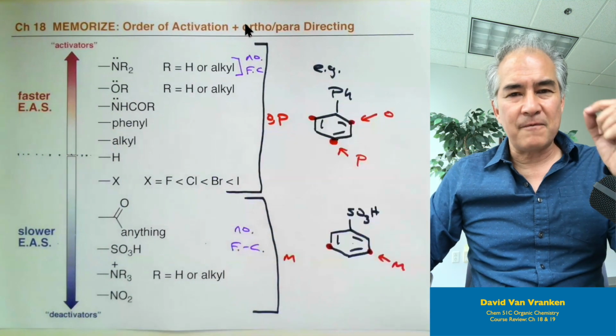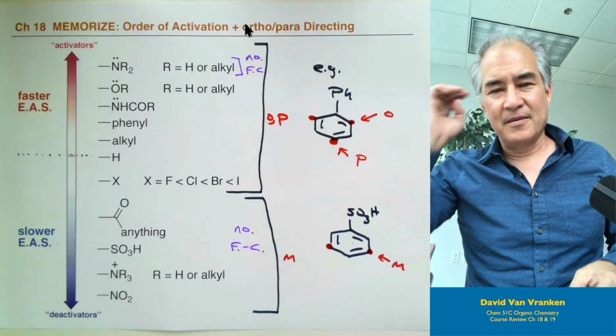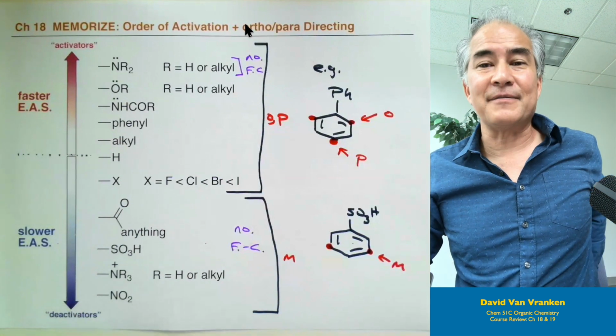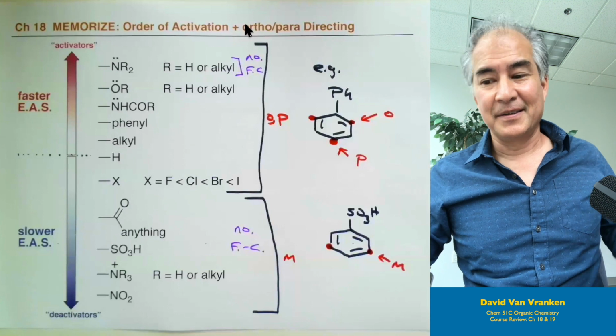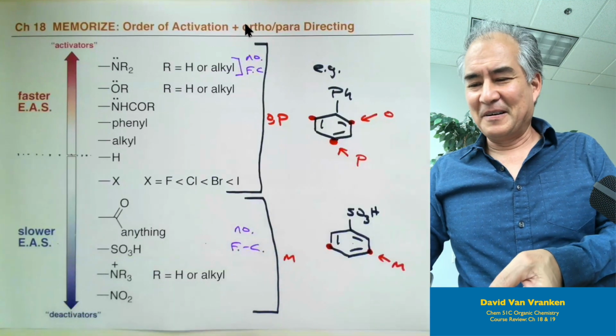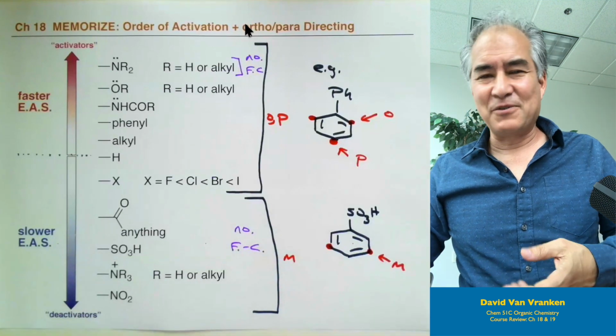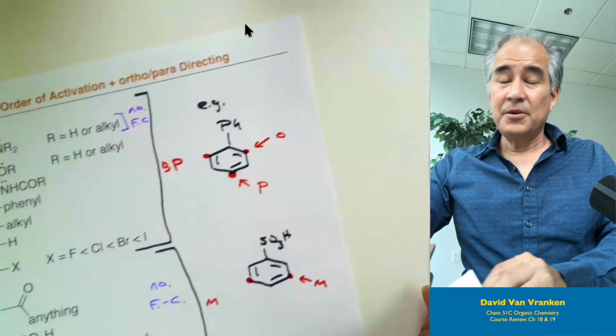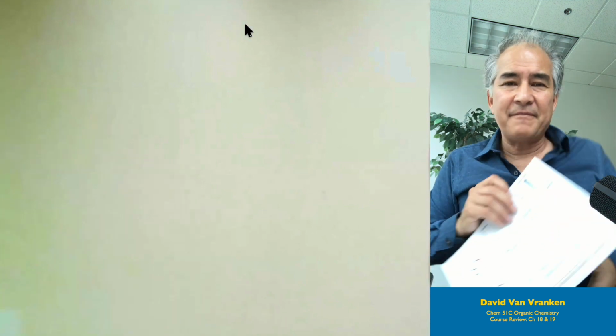These rules are only if you have one substituent, or maybe two of the same kind of substituent, like two deactivators. Then of course you couldn't do Friedel-Crafts if you have two nitro groups on a benzene ring. Okay, you have to know that ranked list. You have to. There's no way around that.